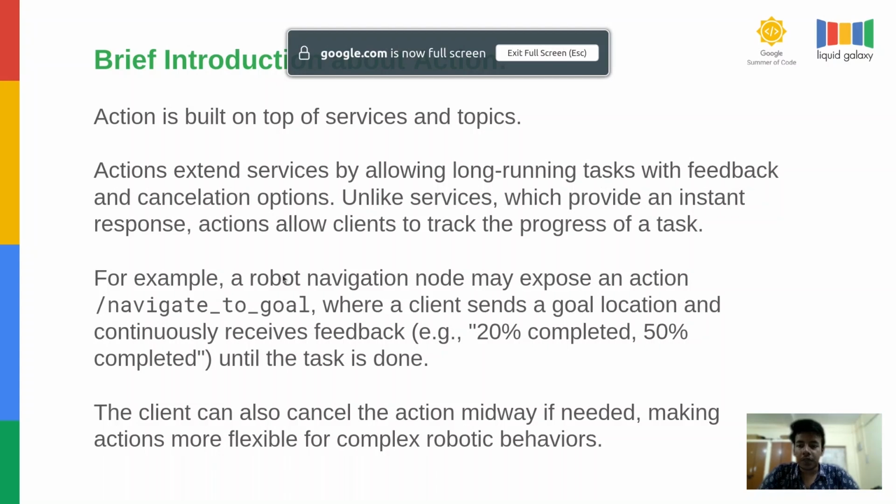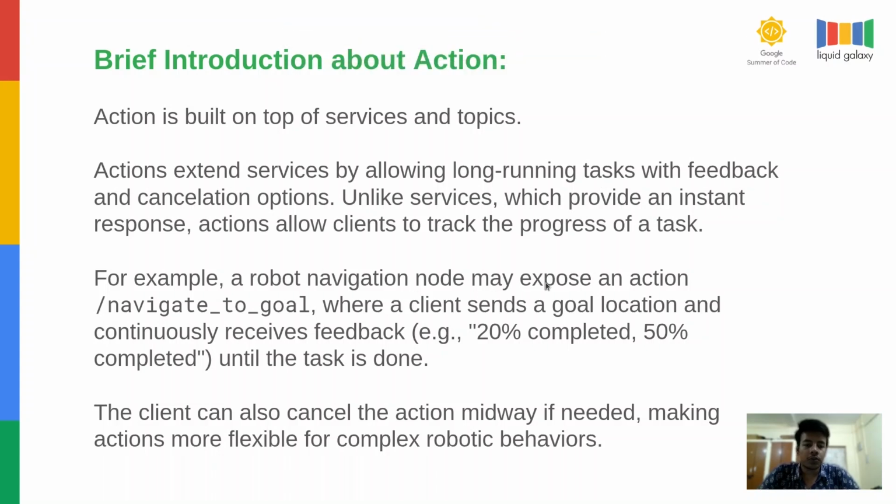So going back to an example, a robot navigation node may expose an action, navigate to goal, where a client sends a goal location and continuously receives feedback. So 20% completed, 50% completed. Feedback can be of any type. We will see how to build our custom feedback and custom action messages, but we can send a response of any data type, we can send a request of any data type, and we can send feedback of any data type. And we can continue this until the task we have assigned has ended. So it combines both continuous data flow and the response system.